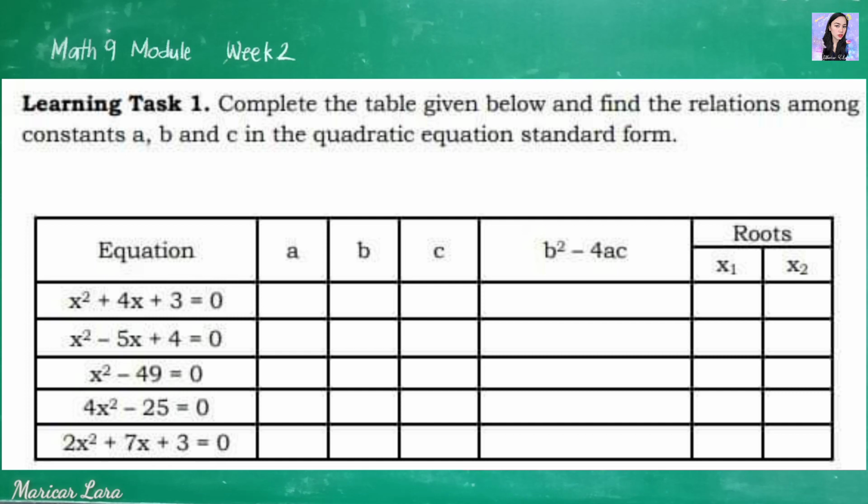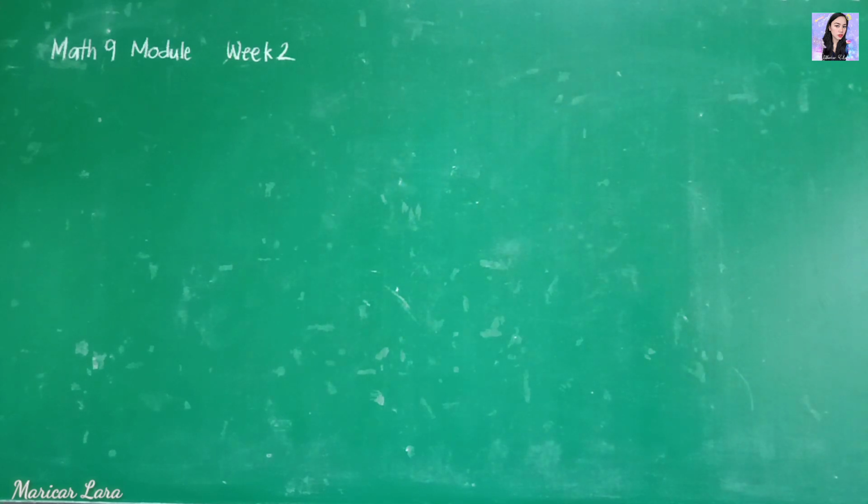So, paano naman yung b squared minus 4ac? Itong b squared minus 4ac, ay ito yung parang nasa loob ng radical sign ng quadratic formula. So, susundan nyo lang din po yung expression na yan. Substitute nyo lang dyan yung a, b, and c. And then, solve lang po. So, I will explain it more later. Proceed tayo sa learning task number 2.